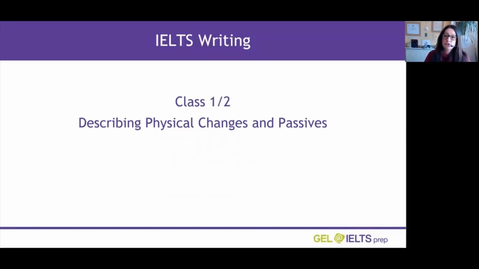This is the first of 2 classes on this topic and it will last about 20 minutes. First, we're going to look at vocabulary for talking about physical changes, and then we're going to look at grammar for maps, including passive forms. So by the end of this class, hopefully you should be feeling more confident about how to write about a map in the writing test, specifically in terms of vocabulary and grammatical forms.